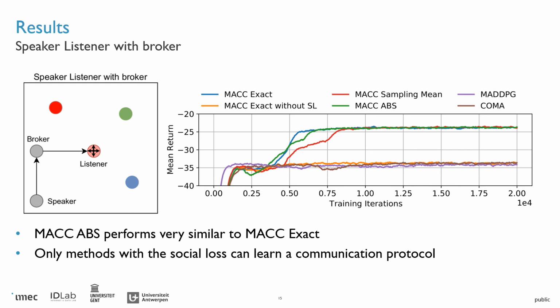When we look at our results, we can see that MAC agent-based sampling is able to perform very similar to MAC exact again. And we can also see that only methods with the social loss function can learn a communication protocol, which again shows the importance of the social loss function.